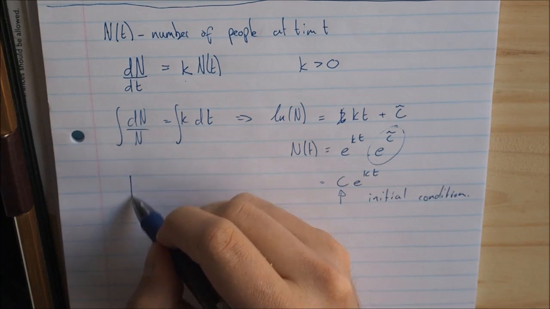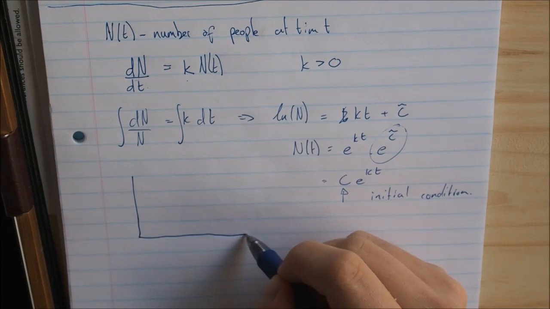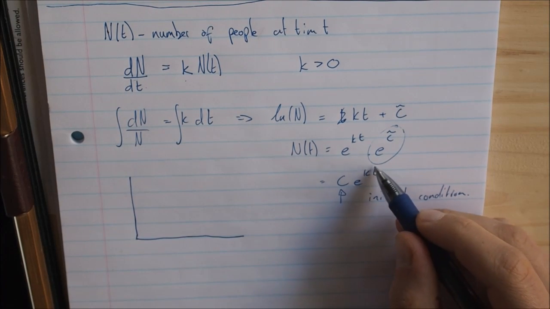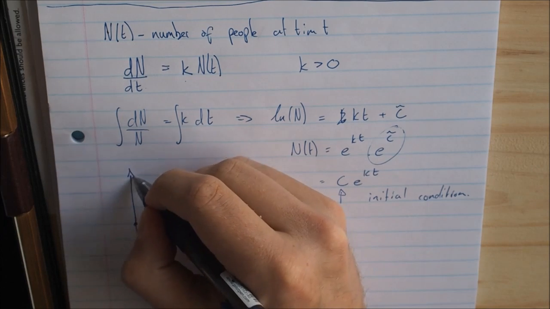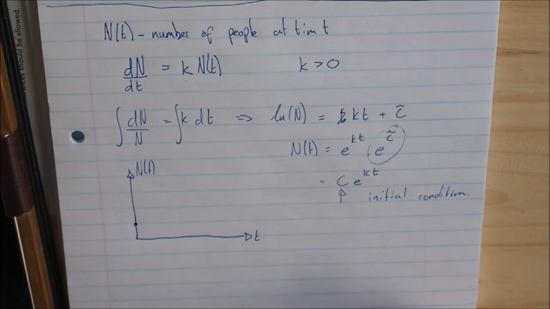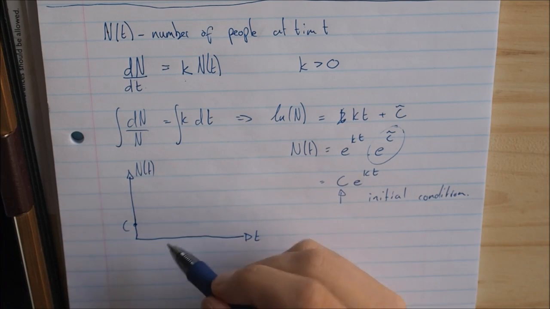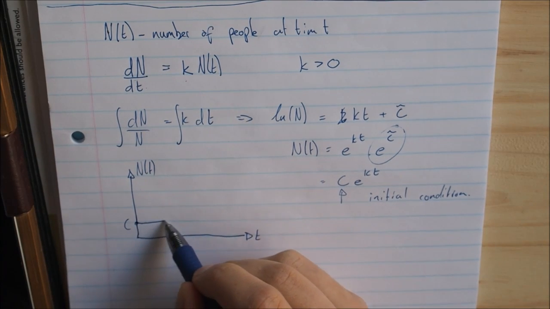The better question is, what does this function look like? If we were to draw it, we know that if time t is 0, e to the 0 is 1, and we have some initial value c. So this is t here, this is N of t, and this is the value c. And as time goes on, the exponential function increases. That looks like this.